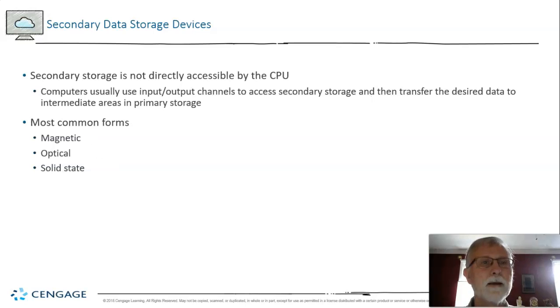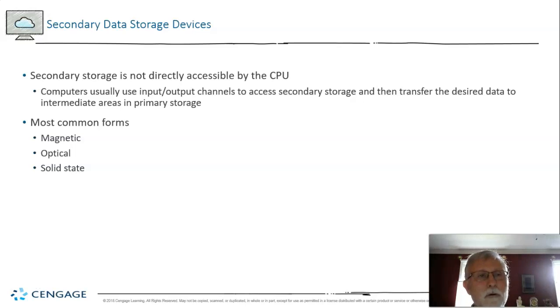data on them. Now, secondary storage is not directly accessible to the CPU. So you have to have what are commonly called input-output channels to access the secondary storage and transfer that data into intermediate areas that can be accessed by the CPU.